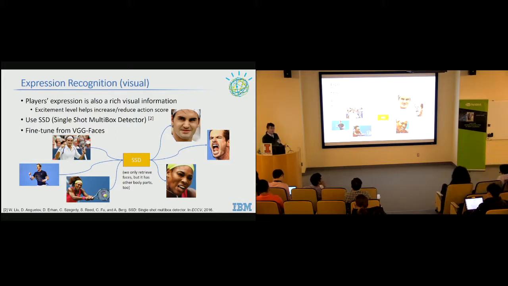Another visual information that we can use is the facial expressions of the players. We observed that the player's expression is also a very valuable source of information, as you can see over here. Therefore, we can use this kind of information to increase or reduce the celebration action score according to the player's level of excitement, the facial excitement. We use the SSD framework to detect the body parts and extract only the face. And we applied SSD on the training data to annotate the face and then fine-tune a new model using VGG faces.